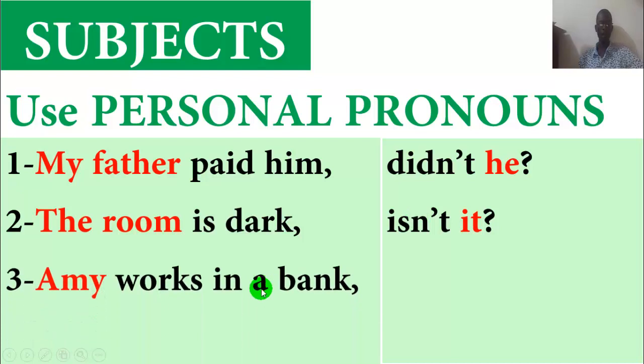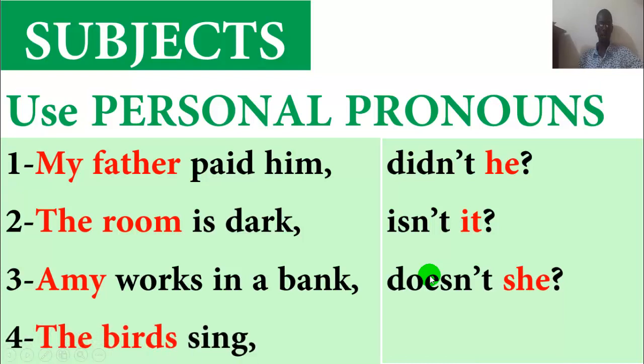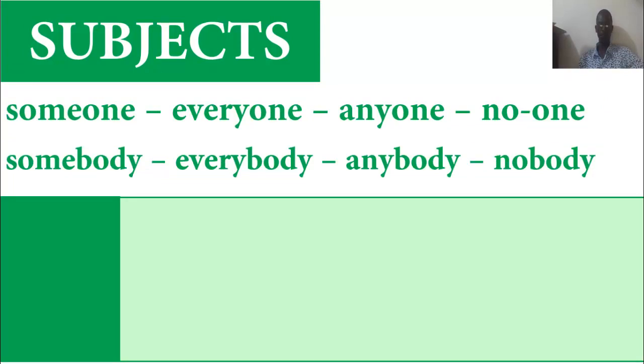Number 3, Amy works in a bank. Amy is a person. She is a girl or a woman. The equivalent of Amy is she. Doesn't she? Number 4, the birds sing. Les oiseaux chantent. The equivalent of bird is they. Don't they? So, very important.